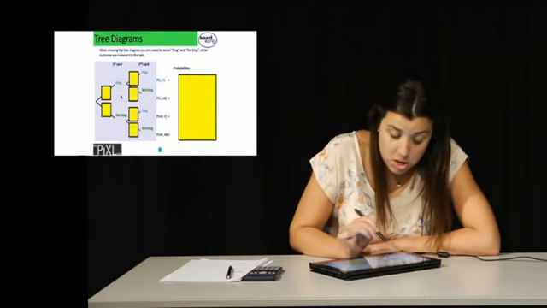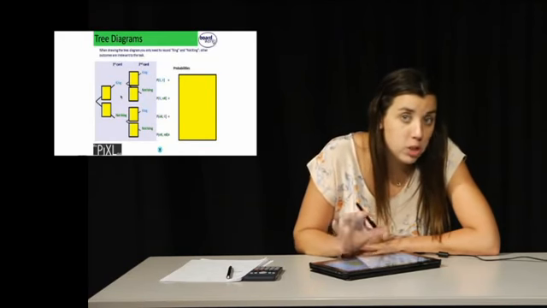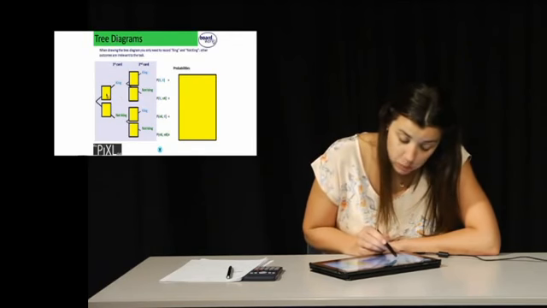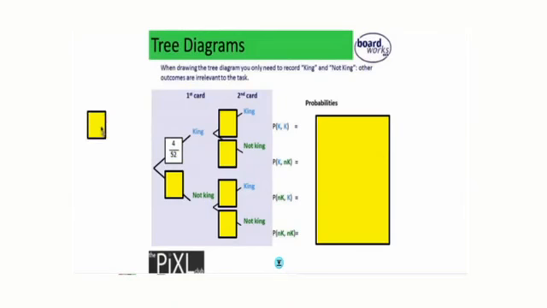Looking at this question, we know that the first time we go to pick from the pack, there are 52 cards and 4 kings. So this box here says, what is the probability of getting a king? We said it before, 4 over 52. There's 4 kings, there's 52 cards.